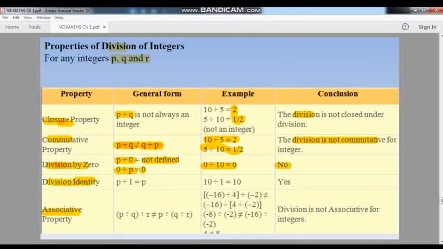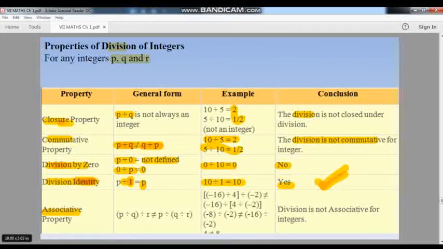Coming to the division identity, identity means what? We have to get the same answer at the end. So for getting the same answer, we always have to divide or multiply by 1. Here we are talking about division, so we will divide by 1. The answer is the same. So when we are dividing 10 by 1, the answer will be 10. So we can say that the identity property is applicable for division.